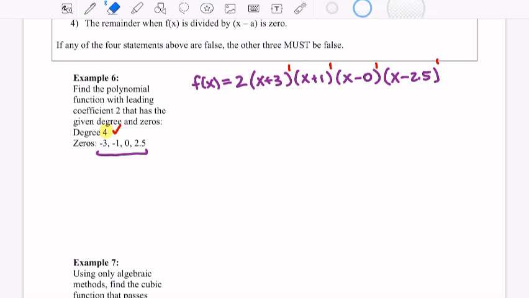If we had a degree of 5, we'd need a little bit more information so we could determine which one needs to have a different multiplicity. But we're good from here.